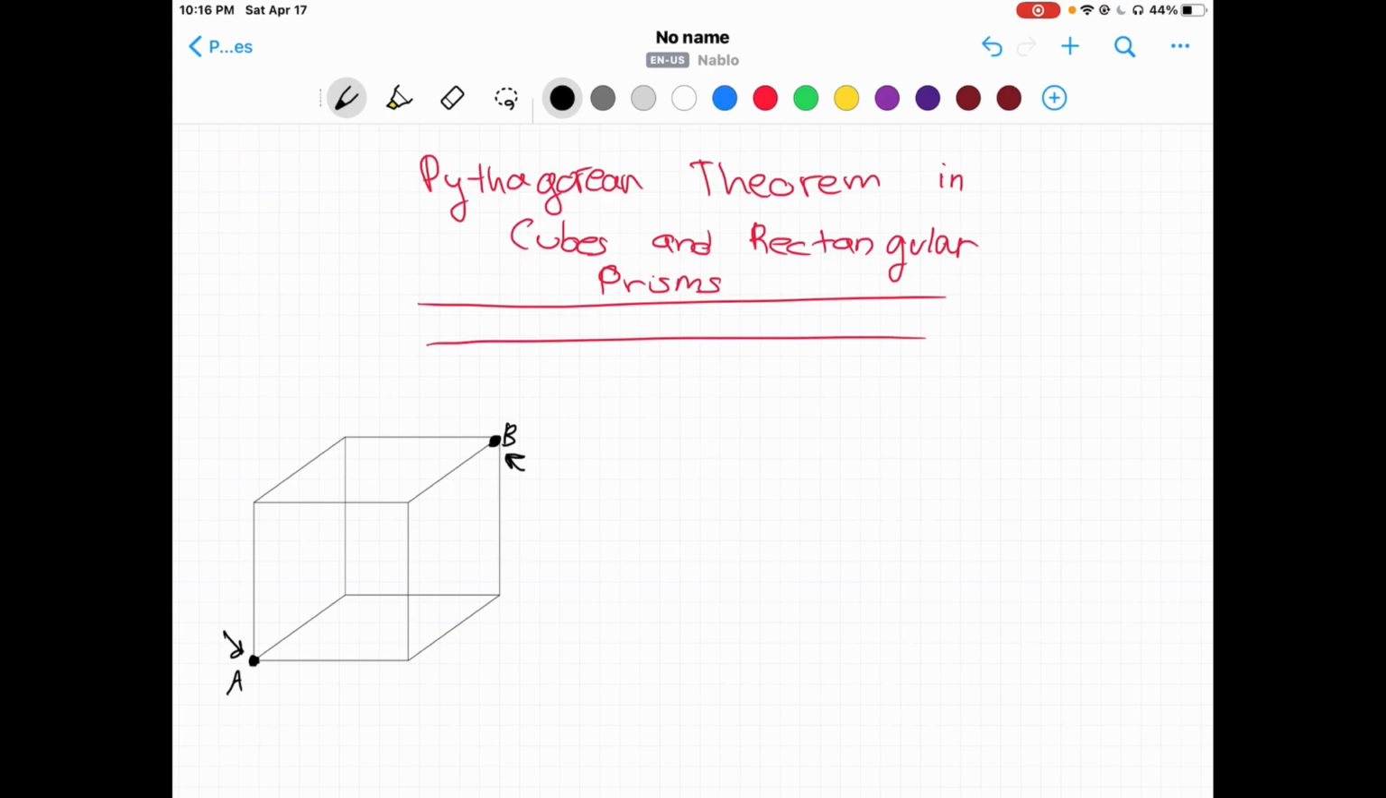Now, the diagonal of a cube is the segment that cuts through the cube in half. So this line that goes from point A to point B, and it can also go from this point to this point. Those 2 lines would have the same length, and they're both considered the main diagonals of the cube. Now, you may be wondering, how are we going to find this diagonal using the Pythagorean theorem?